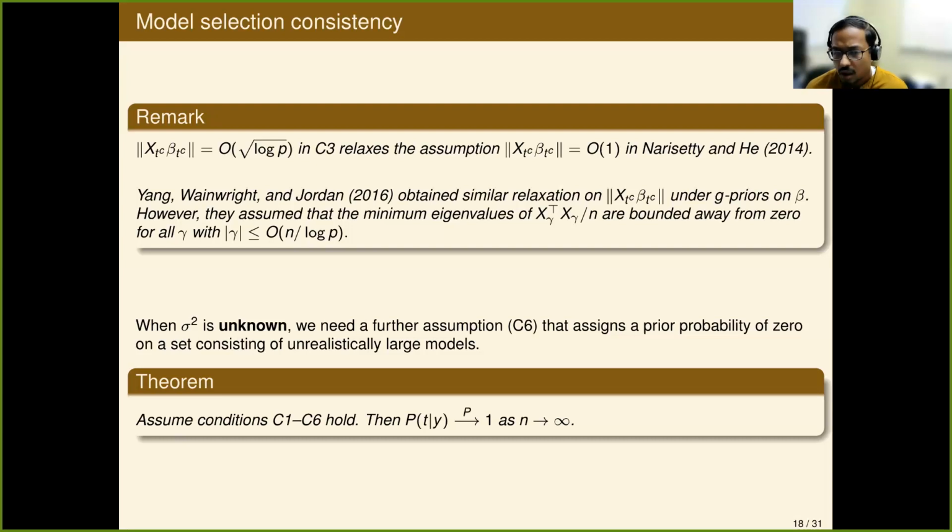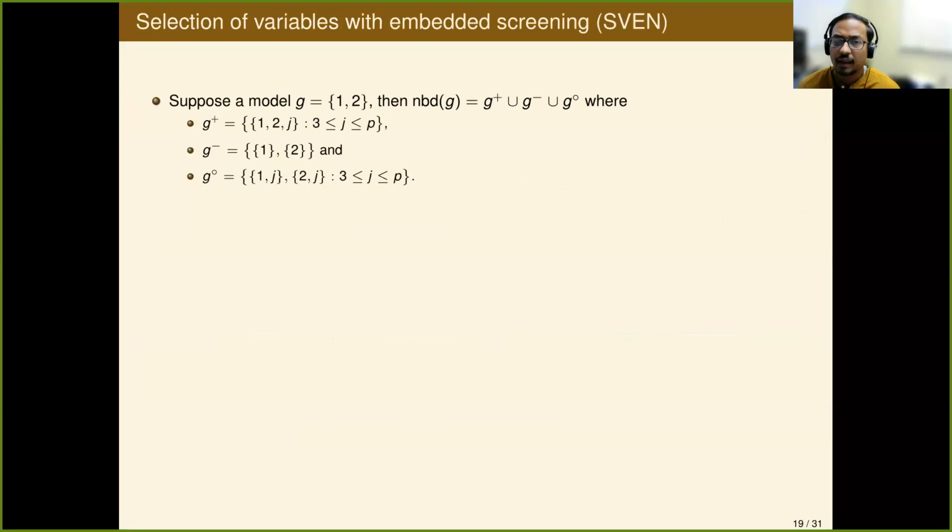So in practice, I always like to hedge my bets. In practice, we would like to find as many models with high posterior probabilities as possible. That should be useful not only for inference, but also for predictions. So what we do is we developed a computational method called SWEN. It's screening of variables with embedded screening.